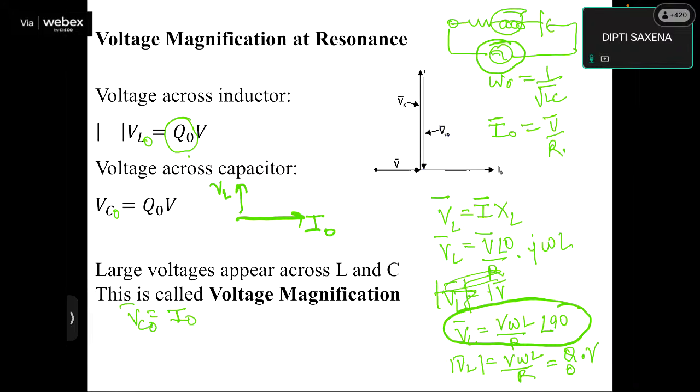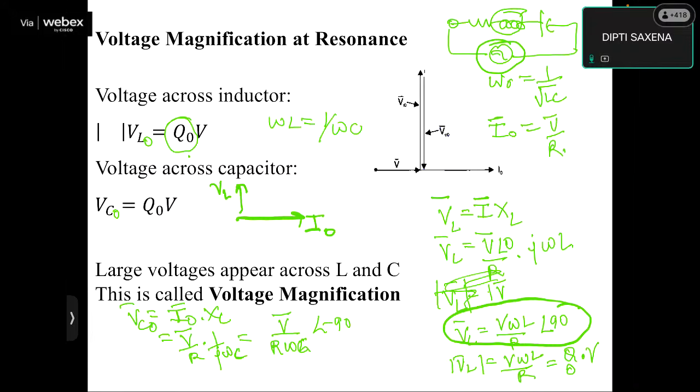So VC is equal to I into XC, and I will be equal to V upon R, into 1 upon j omega C, and this will be V upon R omega C, times 1 upon j, which will be equal to minus 90 degrees. And since you know at resonance omega L is equal to 1 upon omega C, this was the condition of resonance.